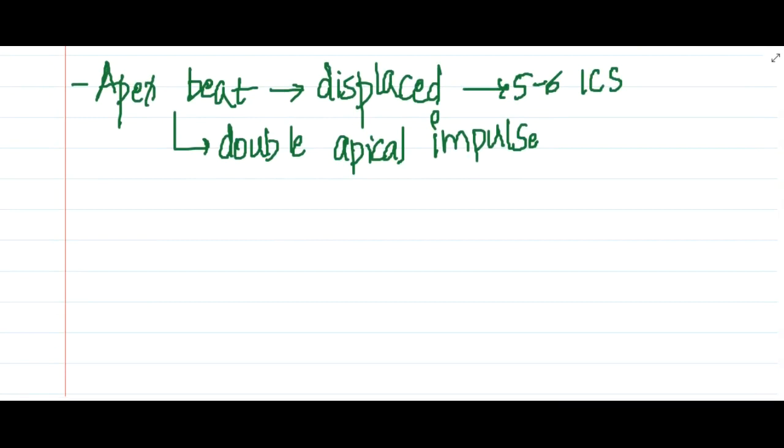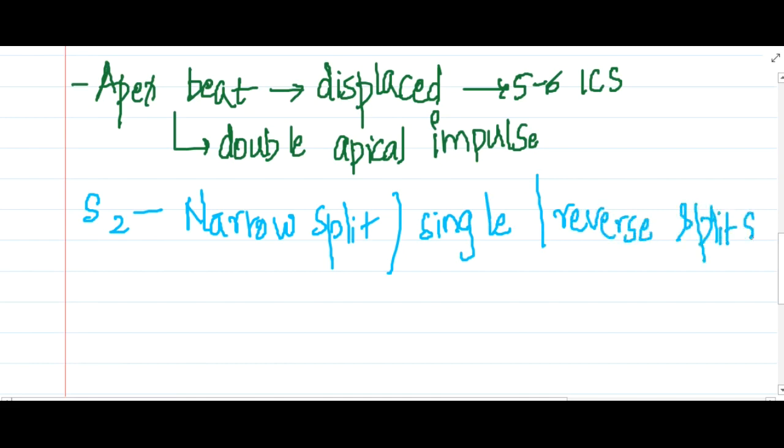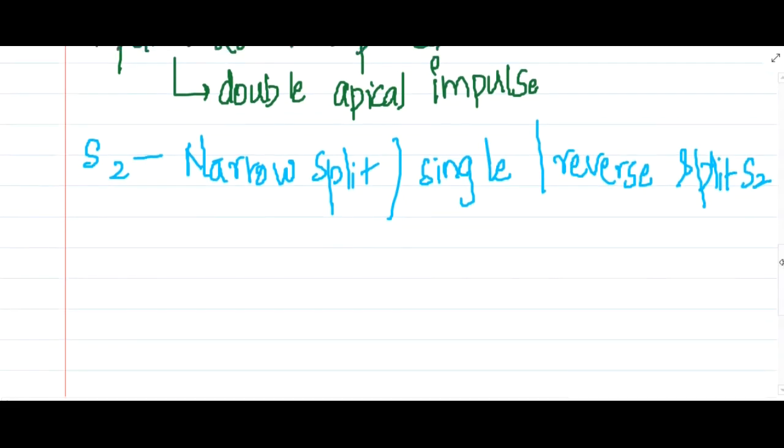Then if you see the heart sounds, S1 will be normal, S2 will be either narrow split, or it can be single, or it can be reverse split S2. Why is it almost similar to aortic stenosis? This is because, see, whenever there is obstruction, one reason for narrow split, see, normally this is A2, this is P2.